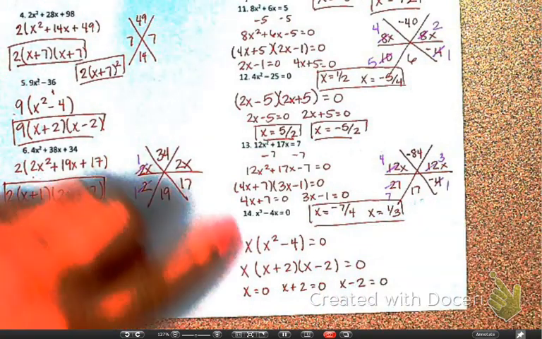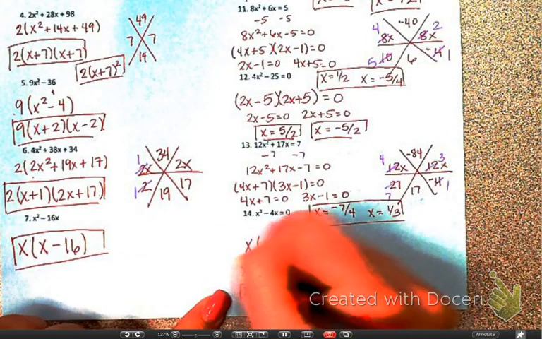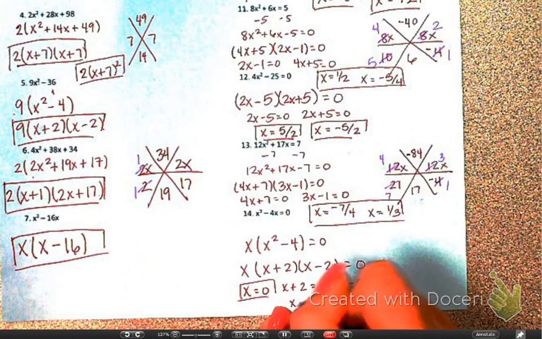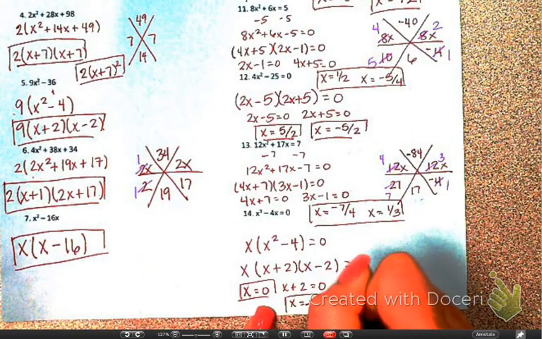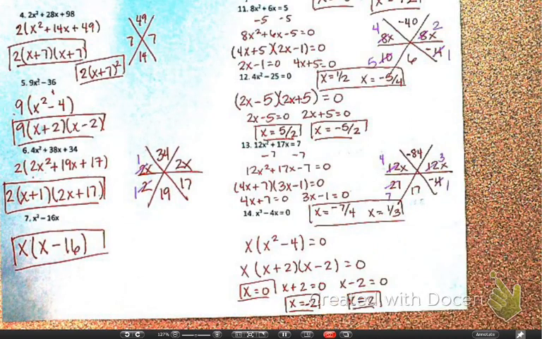If this was a number like 5, and I set 5 equal to 0, is that a true statement? No, so I would cross it out and move on. But x is allowed to equal 0. Okay, so here is one solution. X equals negative 2 is another solution, and x equals positive 2 is my third solution. There could be one like that on the test, yes.